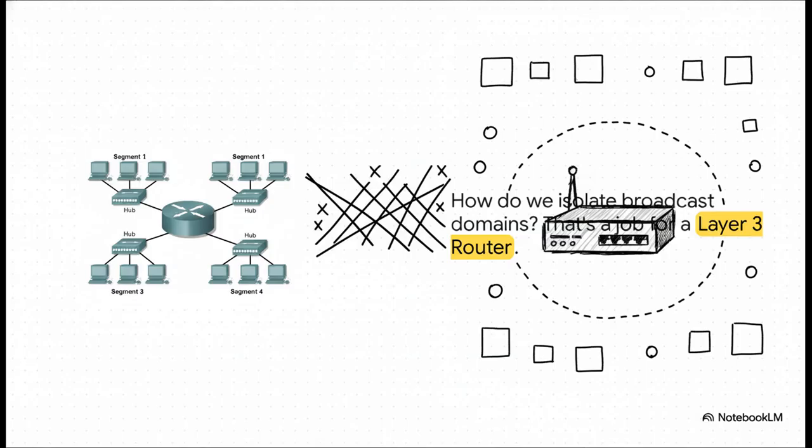So what happens when you want to connect your network to another one, or to the entire internet, without all of their broadcast traffic flooding your devices? How do you create boundaries between networks? Well, that is a job for a completely different device, a router. And that is a story for our next explainer.